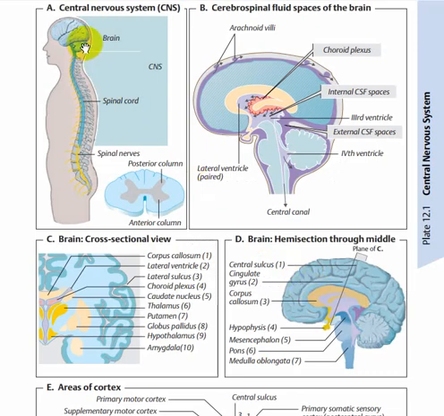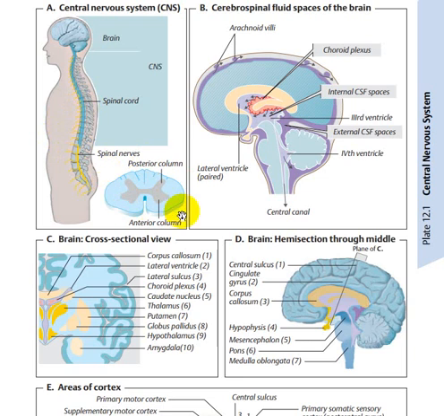Before we start with central nervous system physiology, we need a brief introduction to central nervous system anatomy. The central nervous system can be briefly said to constitute the brain and the spinal cord. The peripheral nervous system of the brain consists of the cranial nerves, and of the spinal cord, the spinal nerves.